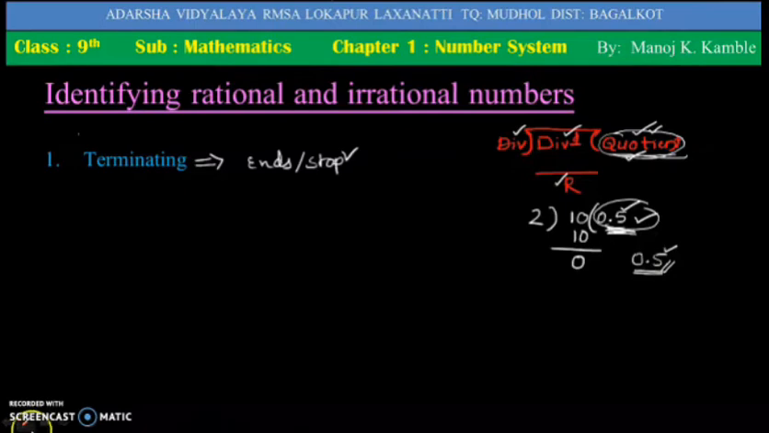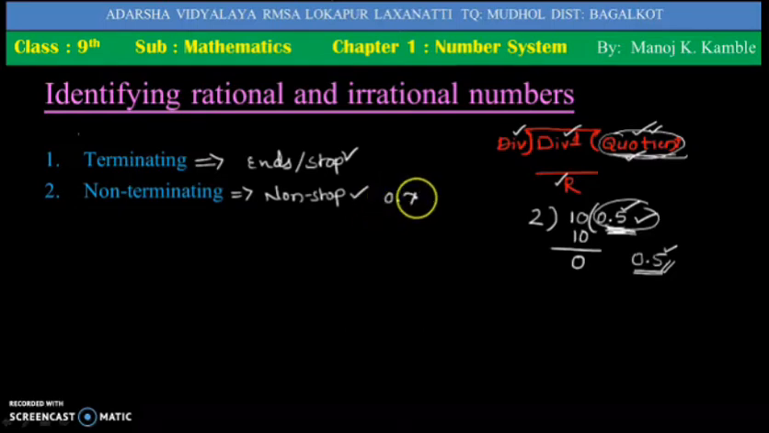Next, the second one, non-terminating. Non-terminating means the decimal expansion will not stop or end; it means non-stop. The decimal expansion is a continuation. For example, 0.725691 dash dash dash. This is the continuation. If the decimal expansion does not stop, then this is called non-terminating.